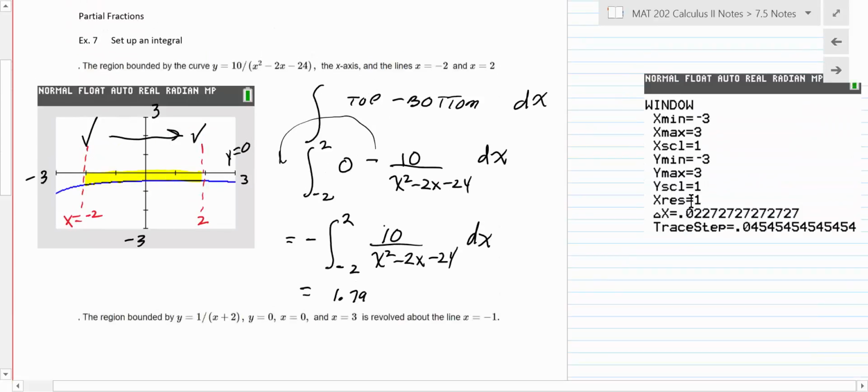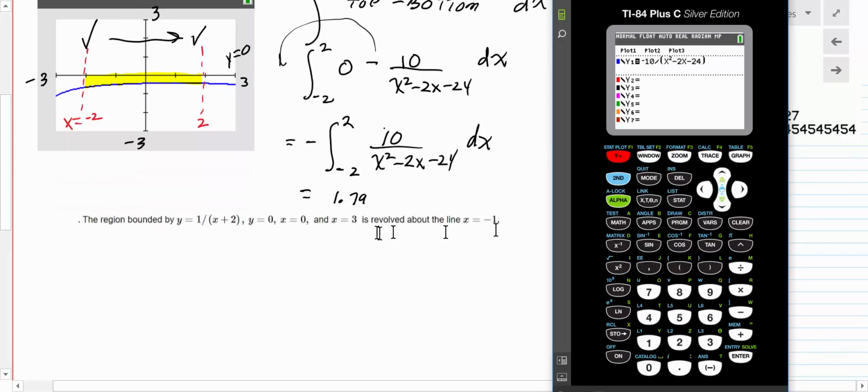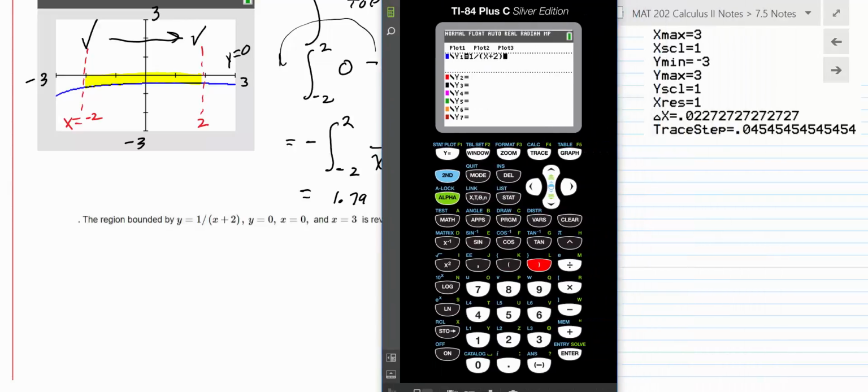Let's look at this next one and take the same approach and use this as an opportunity to review a couple of things. What we're going to do on this one is revolve around a line. So let's go through and put in the graph of 1 over x plus 2. Okay, right there. Let's do that. So I'm going to get that put in.